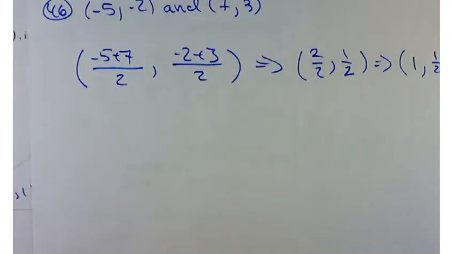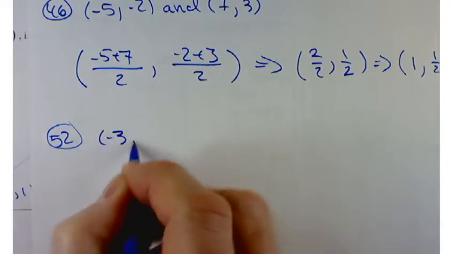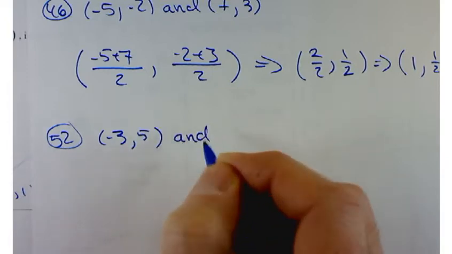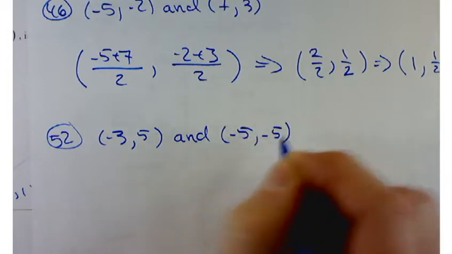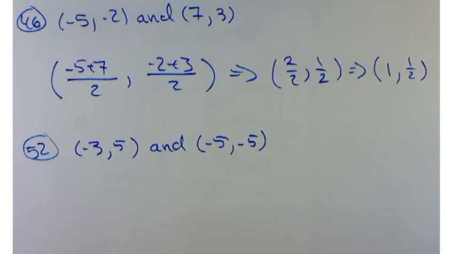Do you want one more with the midpoint? Sure, 52 then. 52, -3, and 5, and -5, and -5. I'm kind of cheating because really this one's supposed to be a distance formula. So we'll go back and solve it with the distance formula. Right now we're going to find the midpoint.